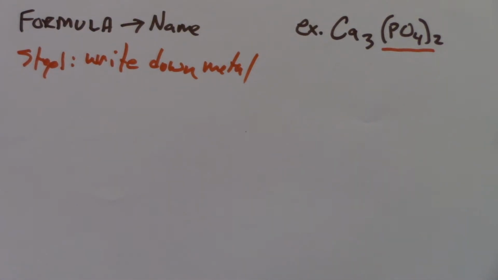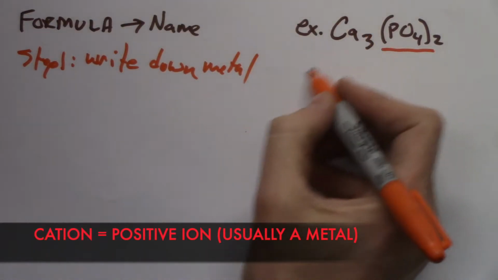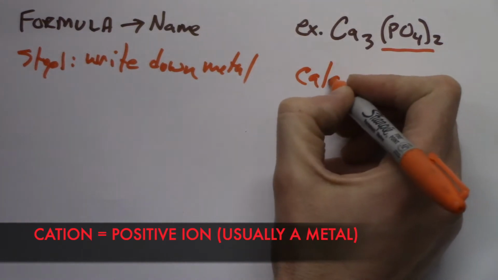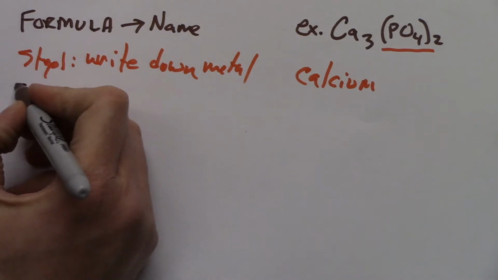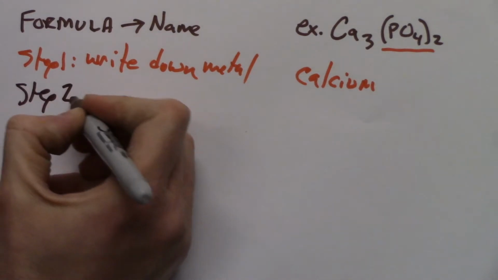Okay, now the metal in this case, or the cation, is calcium. So, calcium. That's what we would do. You notice how it's not a multivalent metal, so this is easy. Step 1 is totally good. Step 2. Oh my goodness, this is going to be fantastic.